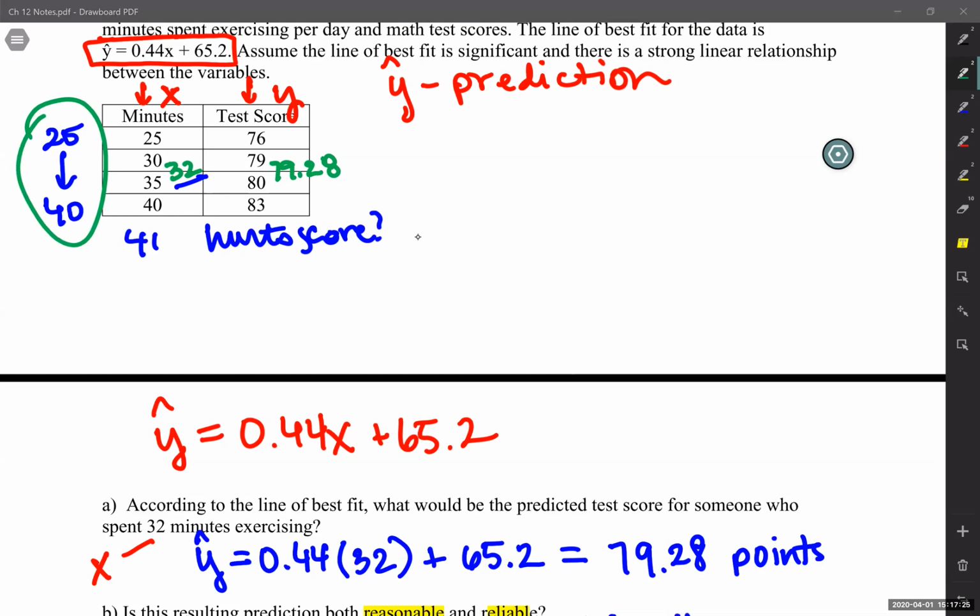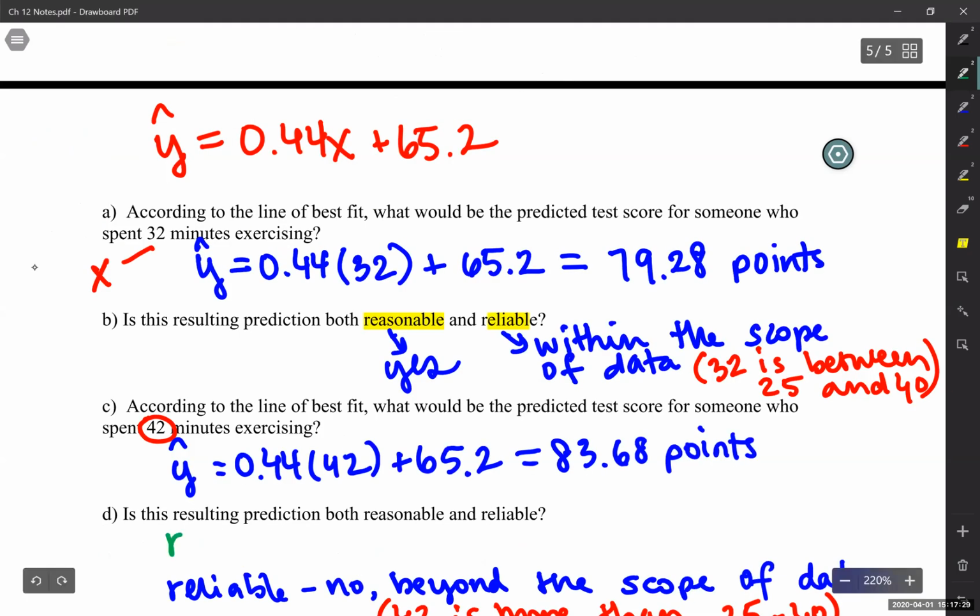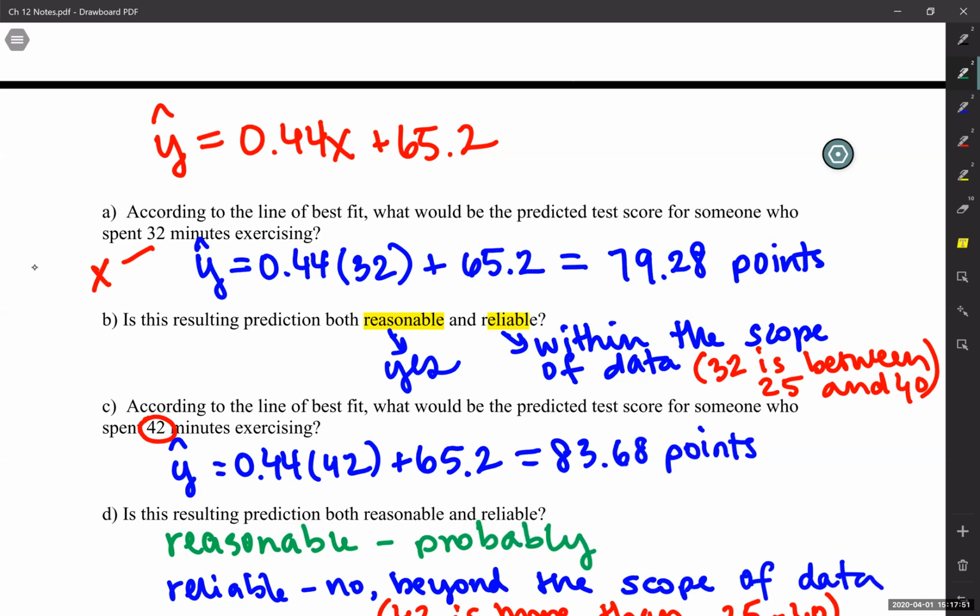So it seems reasonable. The question is, is it reasonable and reliable? It seems reasonable. So probably seems reasonable. But it's not reliable because we don't know what happens right after that 40 minutes.